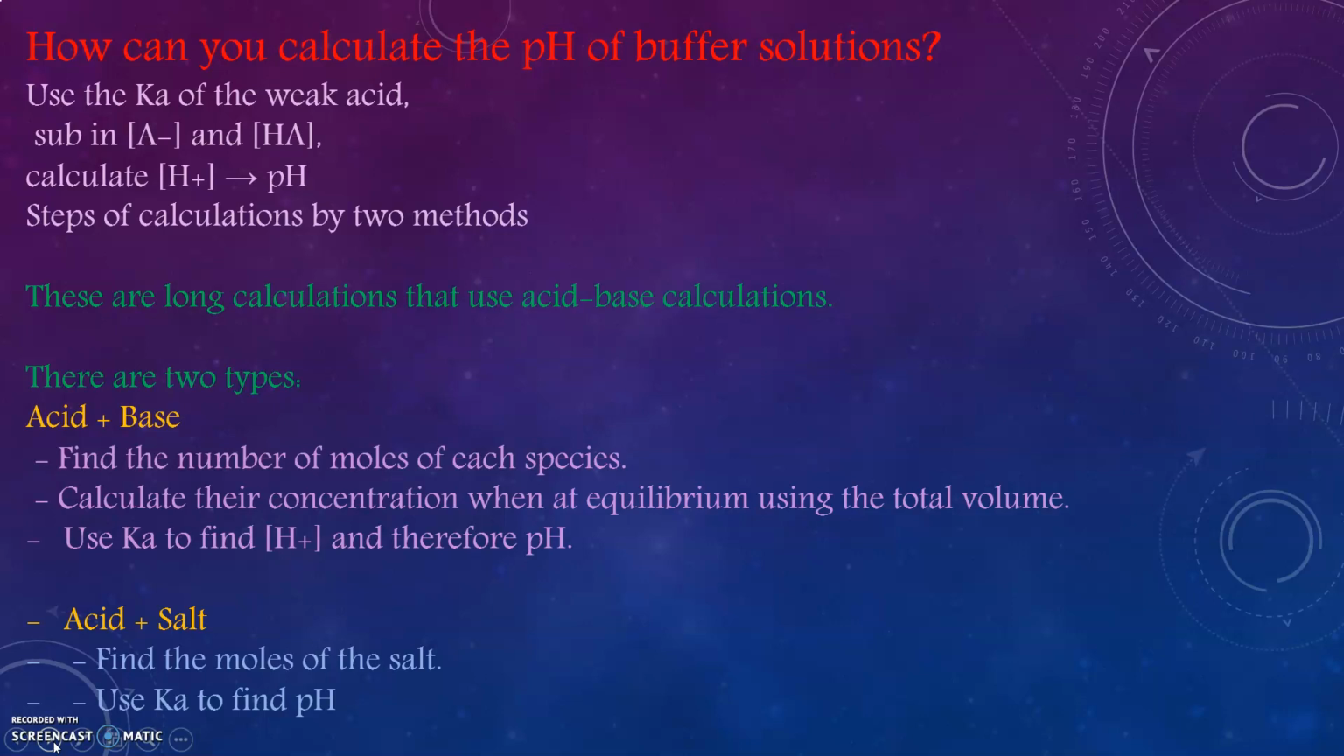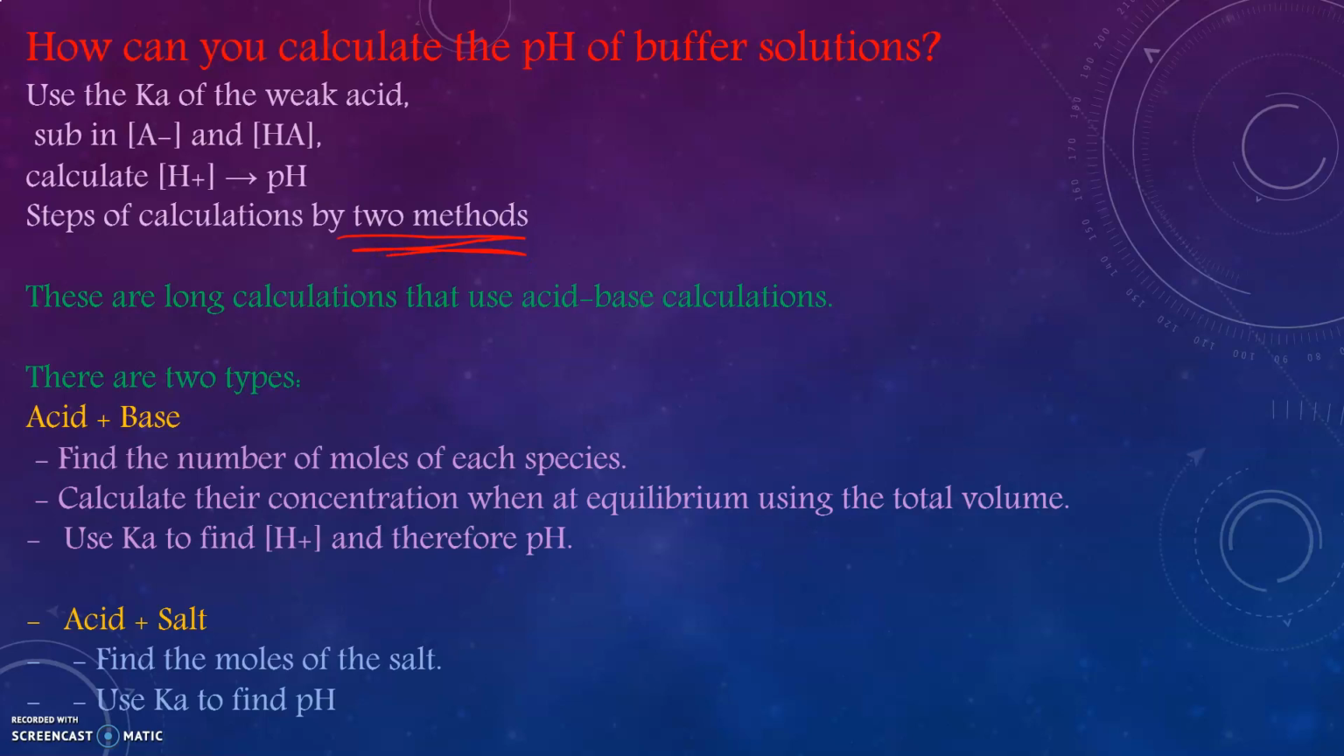Actually, there are some steps. Okay, all you have to do is just learn these steps and learn how to use them. First, you use the Ka of the weak acid. So in a weak acid, this is the concentration of the negative ion and the concentration of HA. Then you can calculate the concentration of hydrogen and then the pH. Okay, now to calculate these, we will divide the steps into two methods. We have two methods.